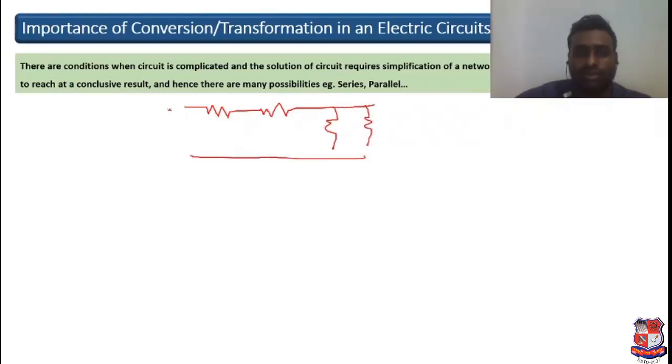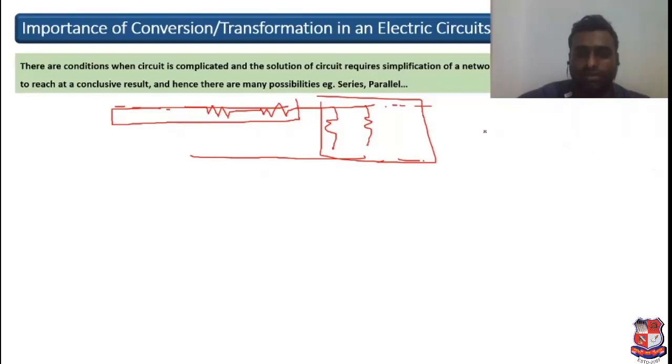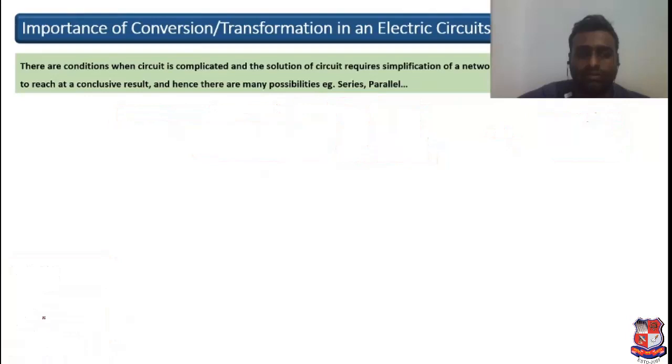There can be many such parallel and series combinations. So what you do is find the equivalent series resistance and the equivalent parallel resistance to reduce the circuit or network. This whole big circuit becomes a simpler circuit, which is easy to solve. So the main conclusion is that we need to convert and transform an electric circuit to solve it and get a conclusive result.